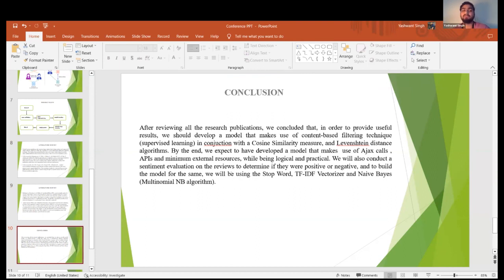Once this filtering is done, we'll also be adding a sentiment evaluation in our project. Sentiment evaluation is, let's say a user provides a review of a particular movie, then we will find out whether it's positive or negative. We'll create that sentiment evaluation model with the help of stop words, TF-IDF vectorizer, and multinomial naive Bayes. So that's all about our project and our recommendation system.